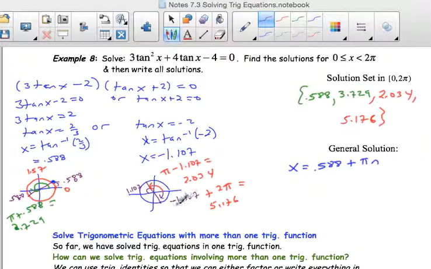And then let's write all of these solutions. And here we can use negative 1.107 or 5.176. It doesn't matter if we have it between 0 and 2 pi for our starting point. And then we can add pi n. So that will take us 180 degrees, 180 degrees. So x equals negative 1.107 plus pi n, where n is an integer. So those are all of our general solutions.